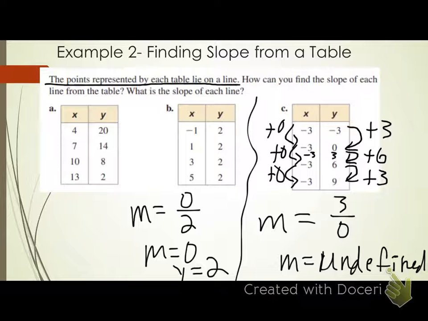Okay, so letter C, if my slope is undefined, what kind of a line is this going to be? Vertical. What form does the equation of a vertical line take? X equals a number, so what's the equation here? X equals. What are all my x values? Negative 3. X equals negative 3. Everyone see that? Pretty easy?